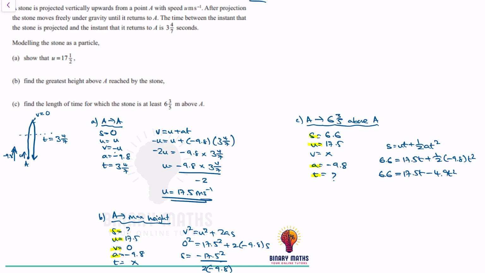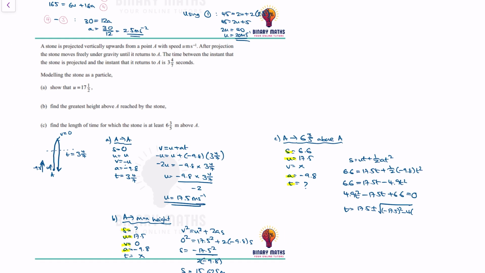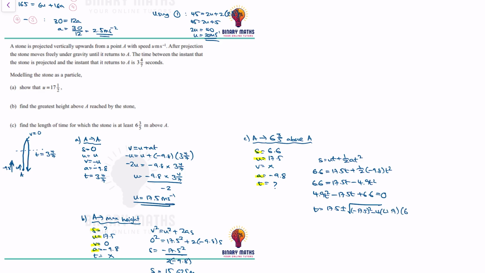If I rearrange it to the left hand side, I get 4.9t squared minus 17.5t plus 6.6 equals 0. Using the quadratic formula, I get t is equal to 17.5 plus or minus the square root of 17.5 squared minus 4 times 4.9 times 6.6, all over 2 times 4.9, which gives me a t value of 3.1428, and t is equal to 0.4287.